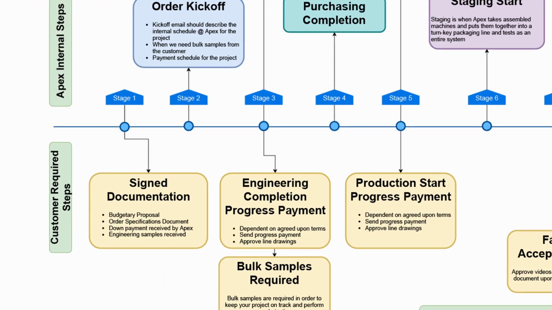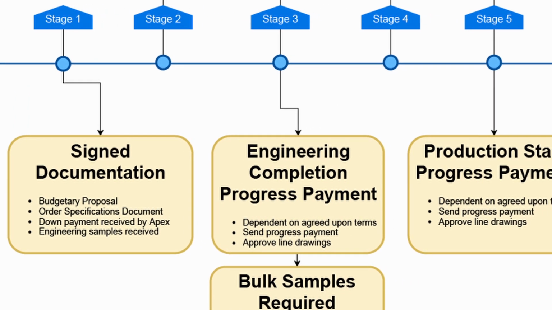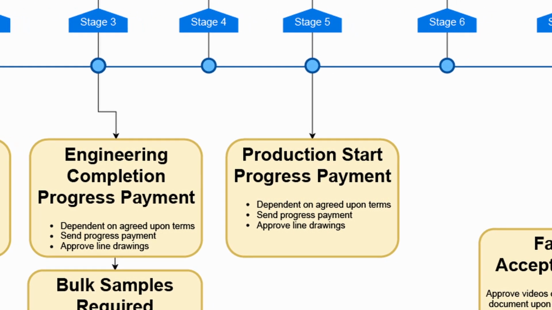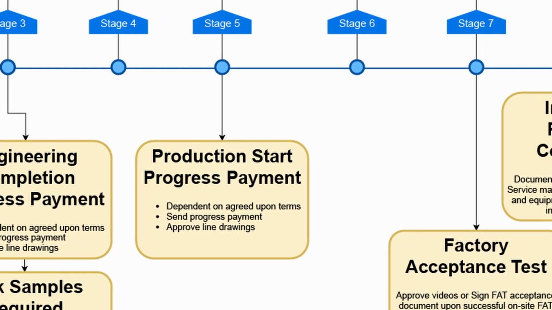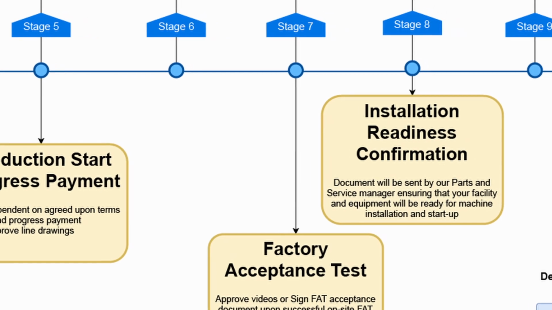At Apex, our order process is broken down into stages, and throughout there will be items that are required of you, the customer. Because each stage is dependent upon the steps from the previous one, it is very important that due dates are met. Otherwise, we will likely experience project delays.